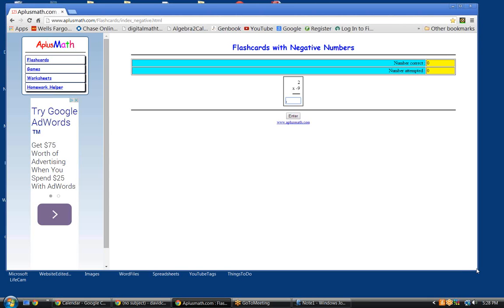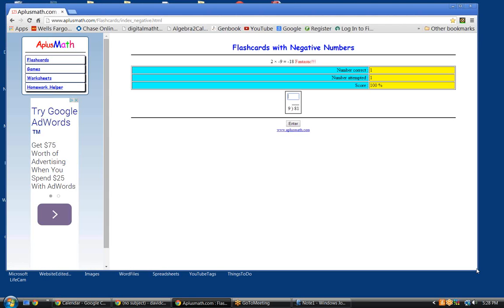I don't get what it's asking. 2 times minus 9. Oh, that's times. That's negative 18. They're a little weird that way, but that's division there. That's 9.